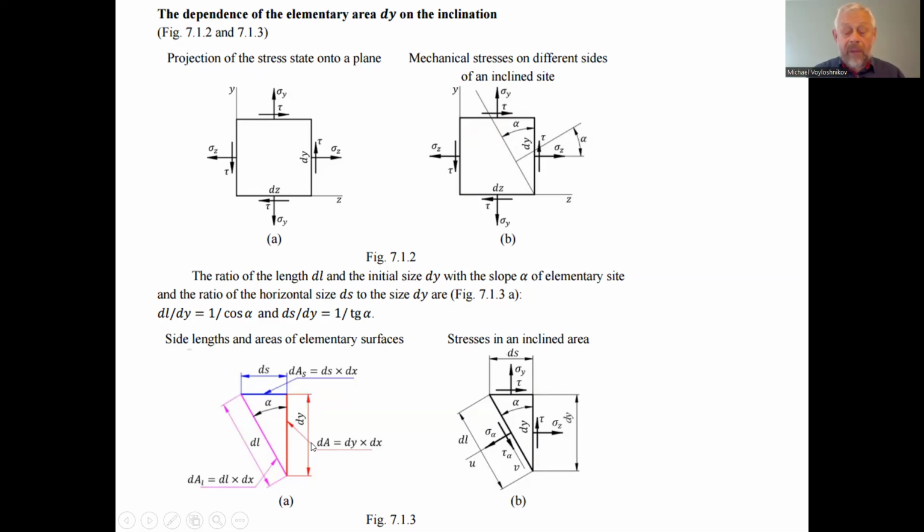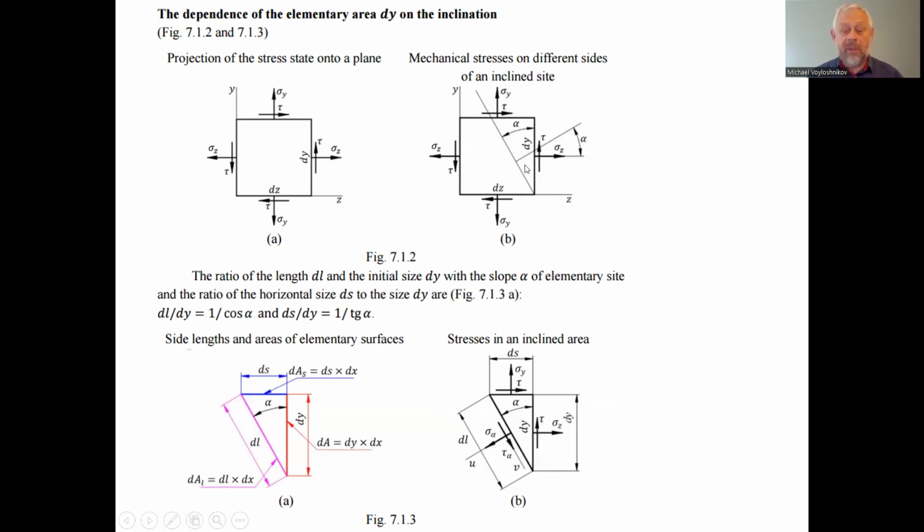And we have the stresses in the inclined area. So now the issue is to find the dependence of stresses in the inclined area on the angle of inclination and on the assigned stresses of the plane stress state, sigma y, sigma z, and tau. Tau has no index because, due to the law of appearing of tangential stresses, this tangential stress is equal to the other tangential stress. So we don't need to indicate tau z or tau y, because they are equal. So just tau.